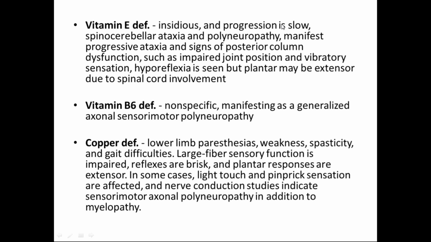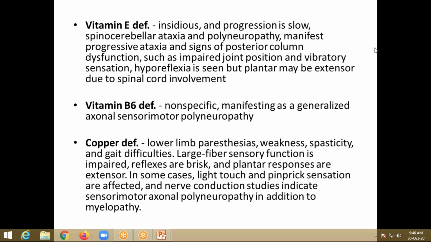In vitamin E deficiency, what are the features? There is insidious onset of symptoms, and the progression is very slow. There is spinocerebellar ataxia and polyneuropathy, manifesting as progressive ataxia, and signs of posterior column dysfunction are seen. We all know that posterior column dysfunction causes impaired joint position and vibration sensation. There is hyporeflexia, but the plantar may be extensor due to spinal cord involvement. In vitamin E deficiency, the spinal cord involvement is there, so the plantar may be extensor.